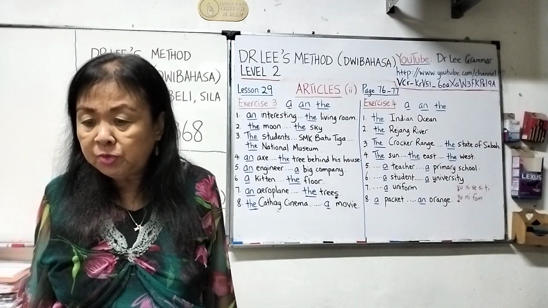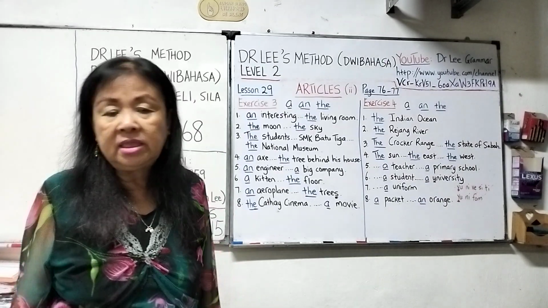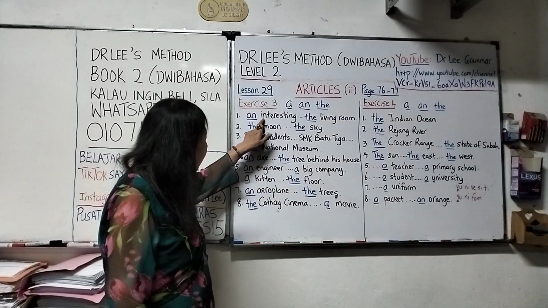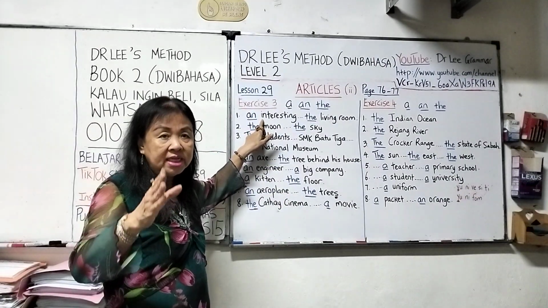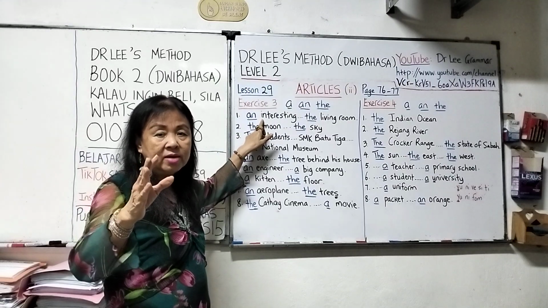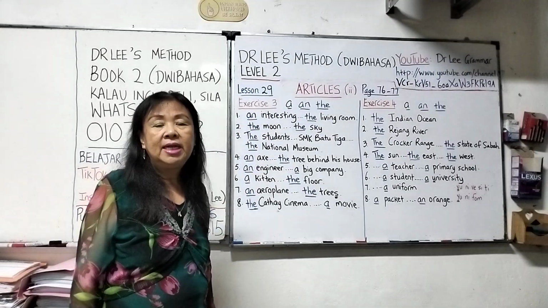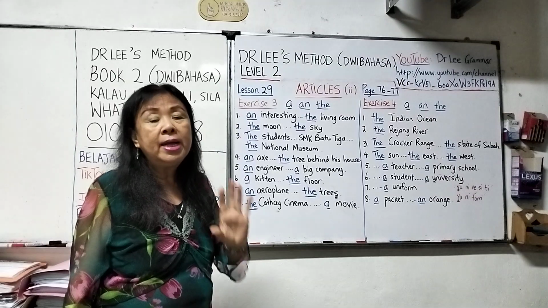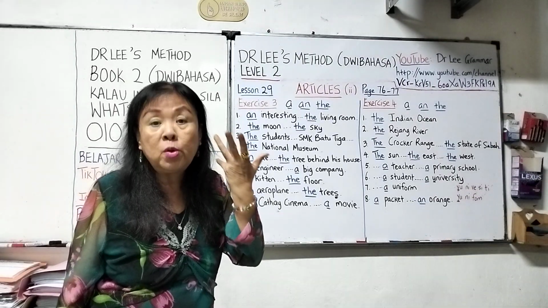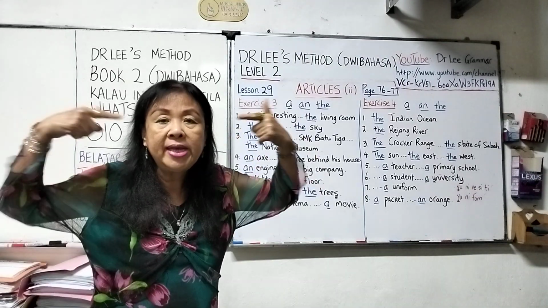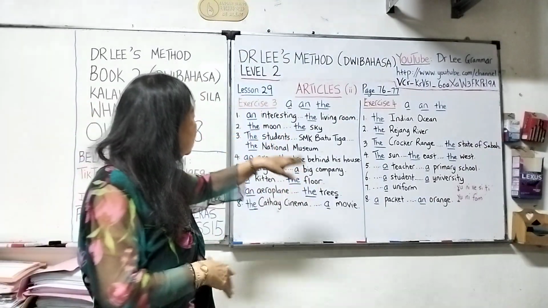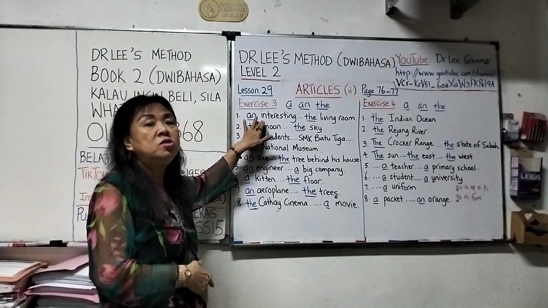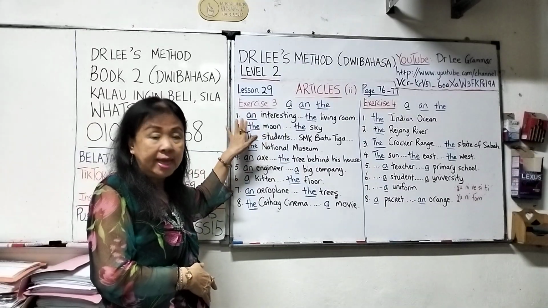So, Roslina is reading an interesting novel in the living room. You can see interesting, I-E sound. So whether it is I or E sound, your answer is an. A, E, I, O, U sound, pronunciation, based on your ears, not on your eyes. So interesting has a vowel sound, so your answer is an.